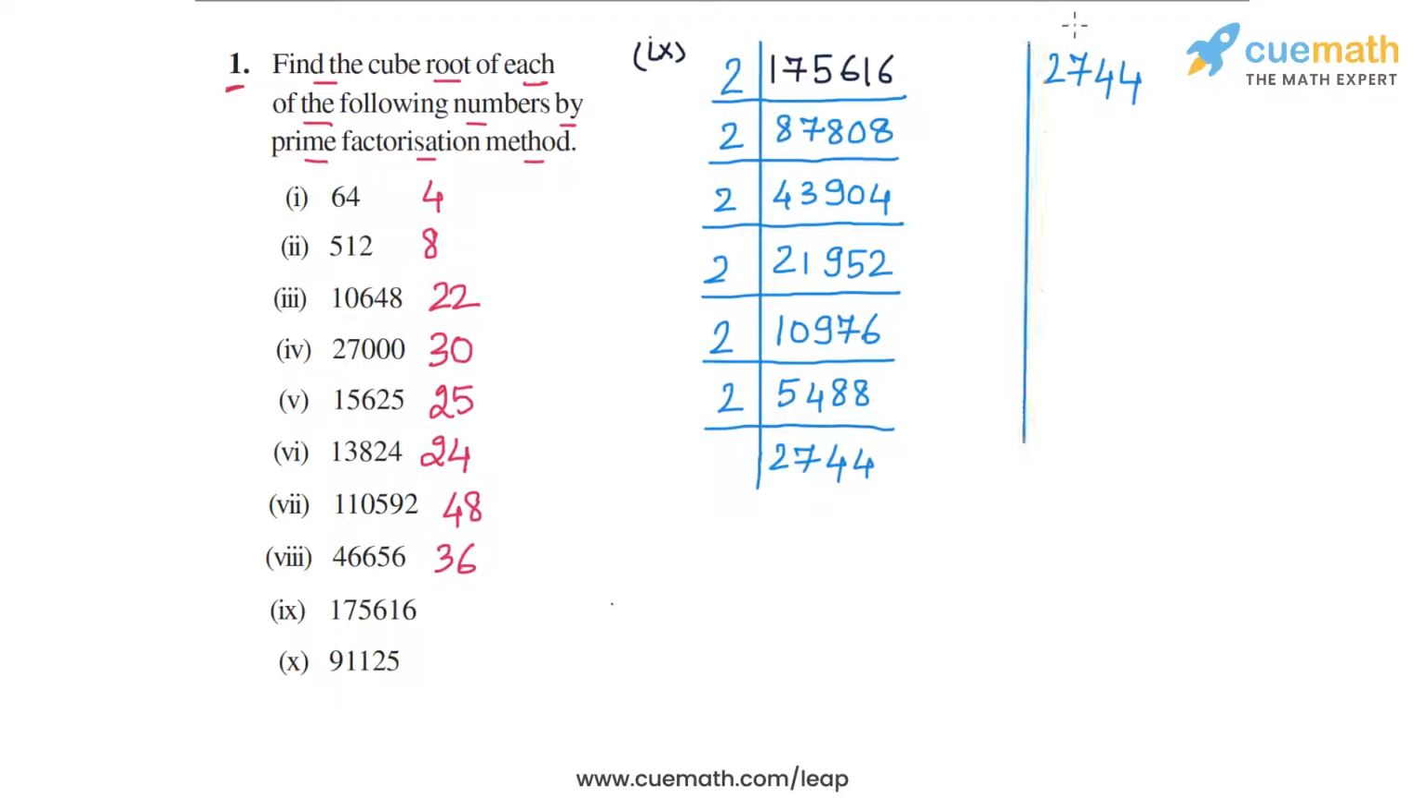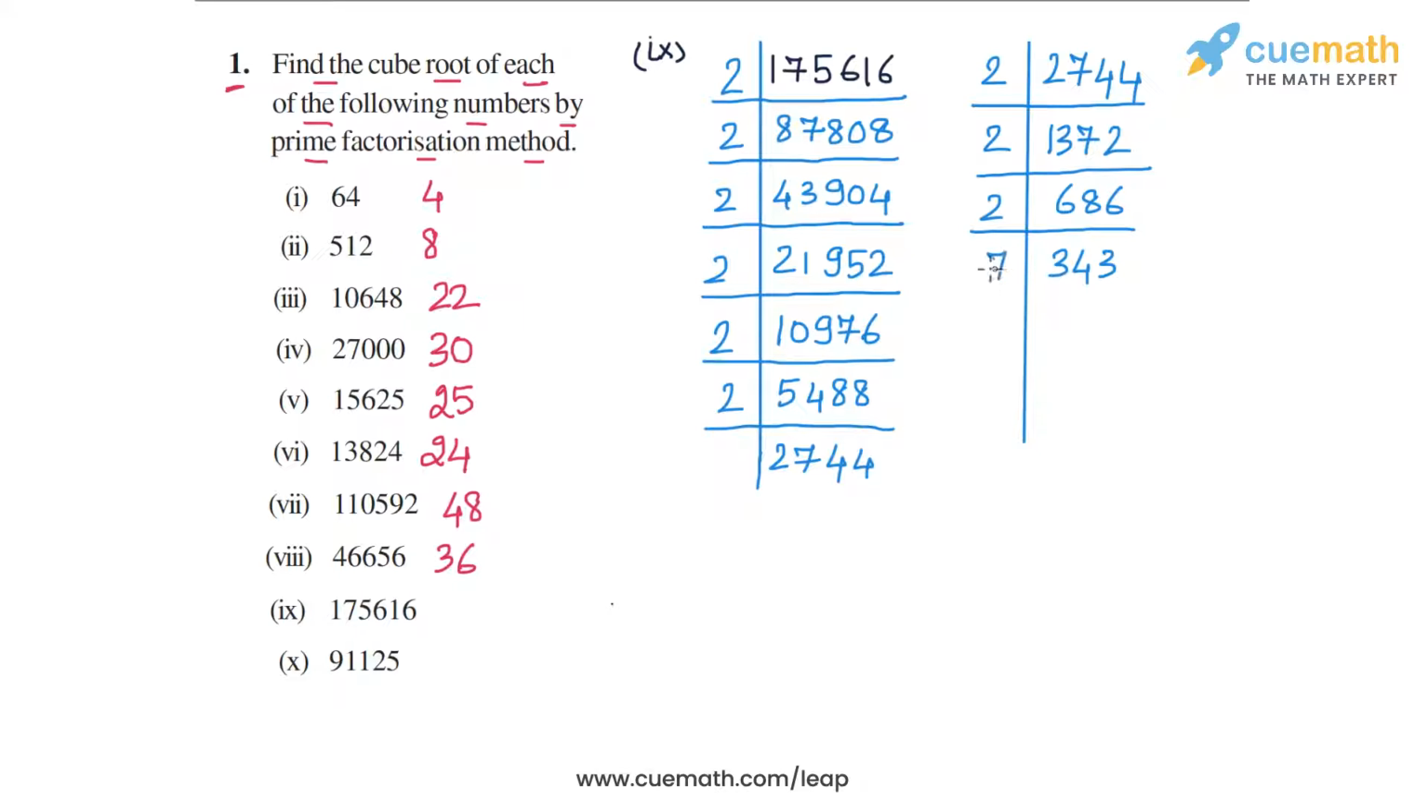So we obtained 2744. So I'm going to take out a 2 again, and that will give us 1372, and we take out a 2 again, that will give us 686, and we can take out a 2 once more, and this will give us 343. Now 343 is not even, it is also not a multiple of 3, and it's also not a multiple of 5, but it is a multiple of 7.